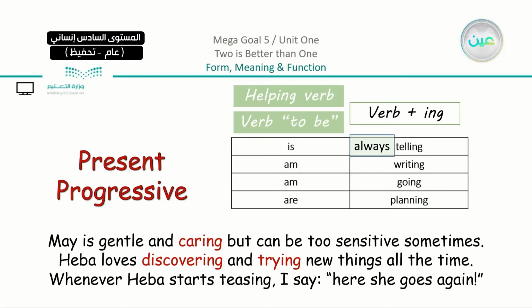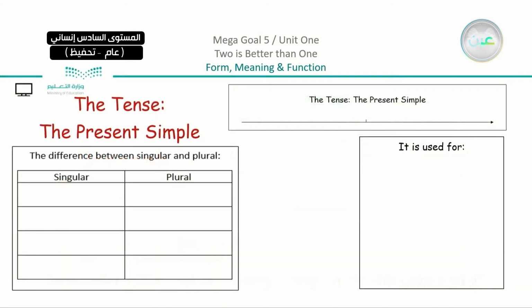So I can say that she is always telling me about something, or she is always complaining. We can say that you are always talking in class, for example. So we are going to just outline the basic ideas that we just discussed. We are going to see what we have.